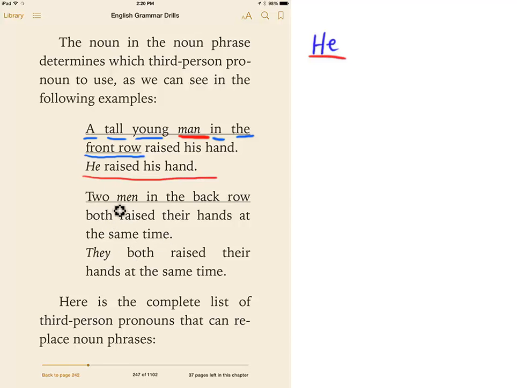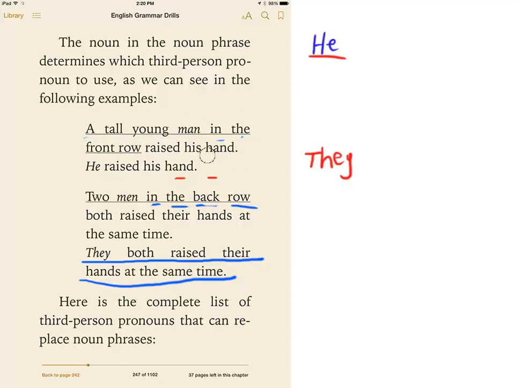Well, two men, so the men determines the pronoun, and anytime we have more than one of something, we're going to say they. Let's see what they replaces. Well, it replaces two in the back row, which modifies where the men are. Okay, and what did they do? They both raised their hands at the same time.